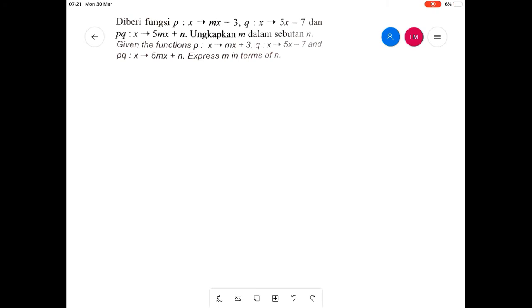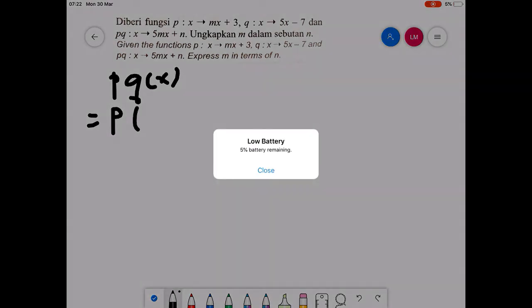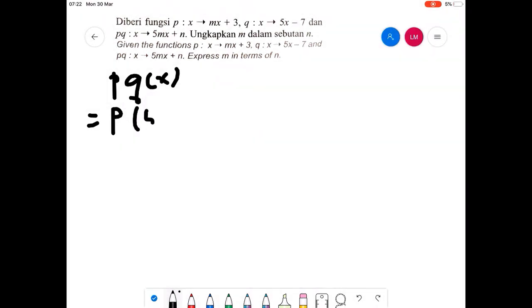Actually students will panic when they see a lot of m and n, but actually go back to the concept. Now let's see. So you have p, you have q, and you have pq. So the only way is you do your own composite function p and q to become pq. That means we are going to do our pq by ourselves, pq(x). P you copy, the q will be 5x minus 7. That means you're going to cut this and paste at the function p, the x here. You're going to paste there.